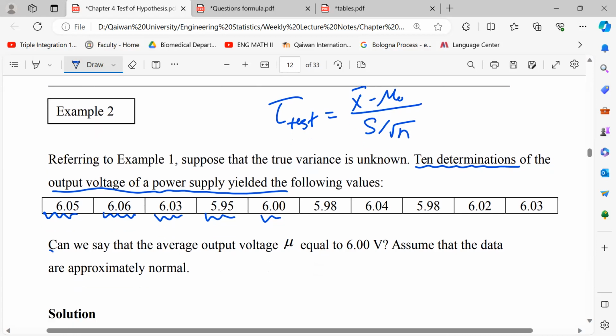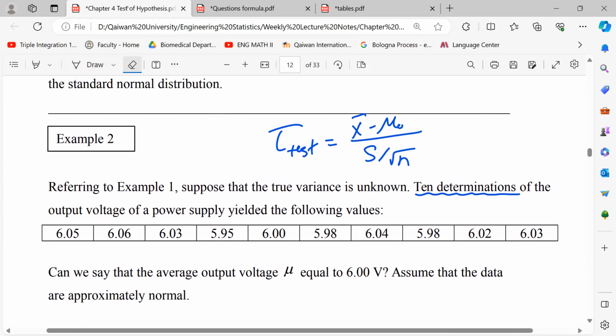It says, can we say that the average output voltage mu equals 6? So this is the null hypothesis. The alternative hypothesis is that mu doesn't equal 6. H naught is that mu is this one. H1 is mu doesn't equal 6. These are H0 and H1. From the context, you can get what H0 and what H1 are.